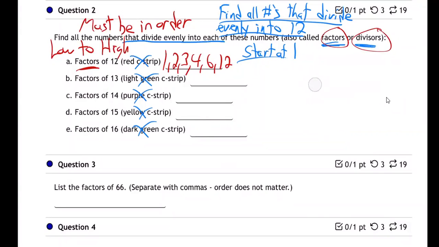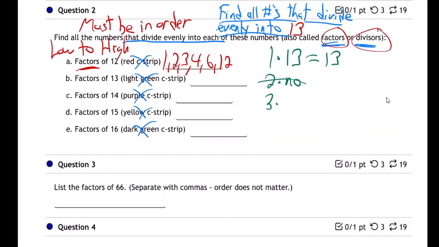So now, let me get rid of this. Now we'll make it a 13, actually. So now for 13. 1 times 13, you always start at 1. 1 times 13 is 13. 2, no. If you try 2, there's nothing that works for 2.